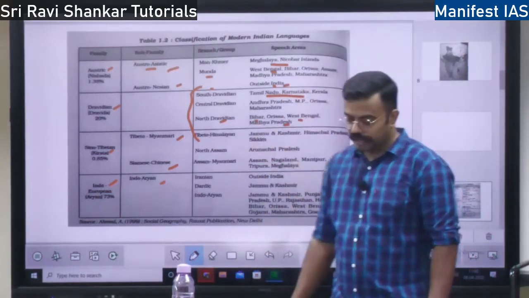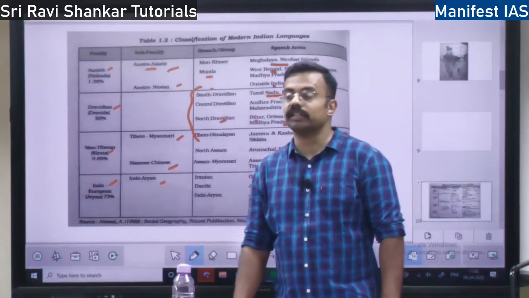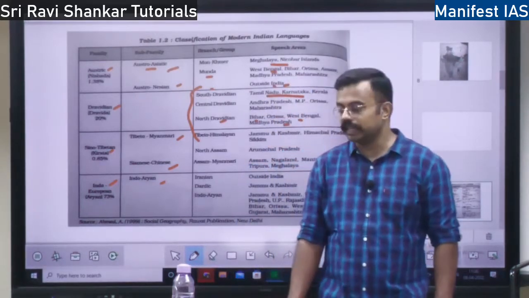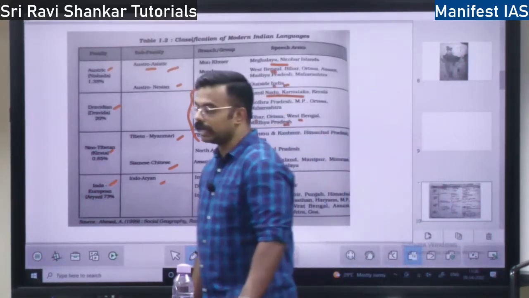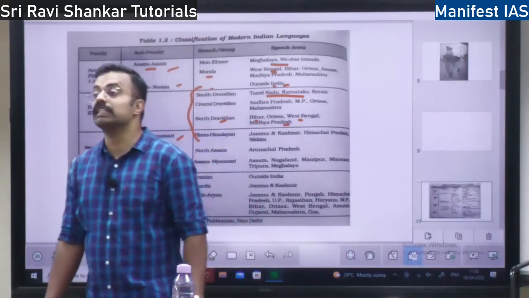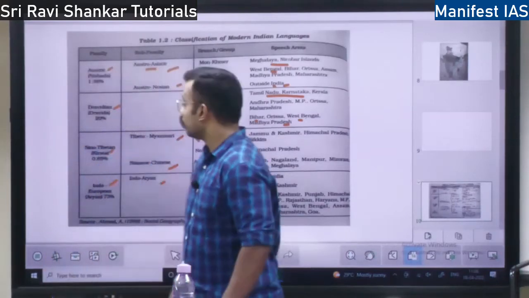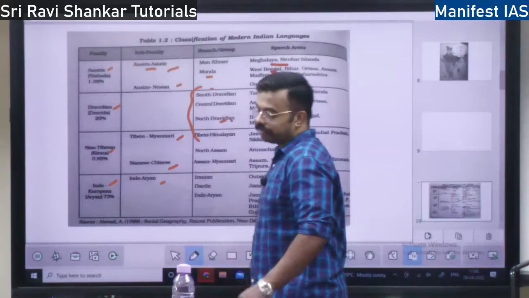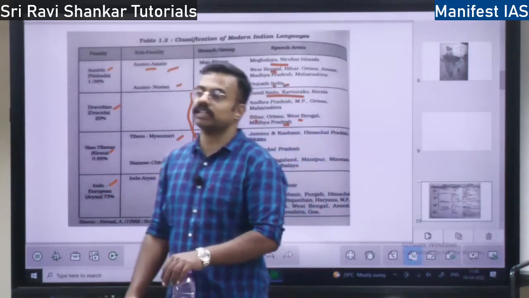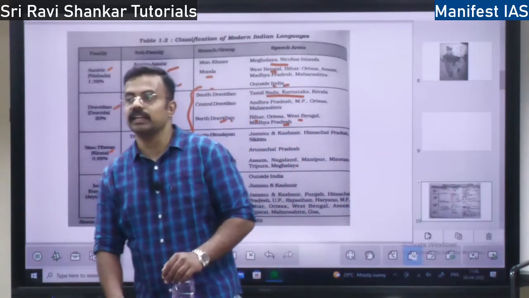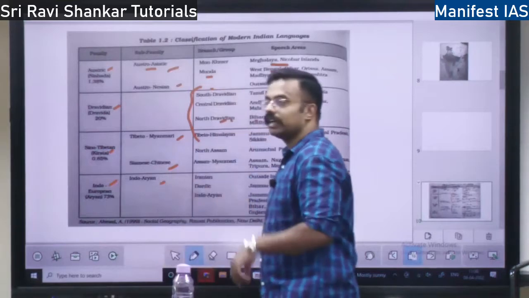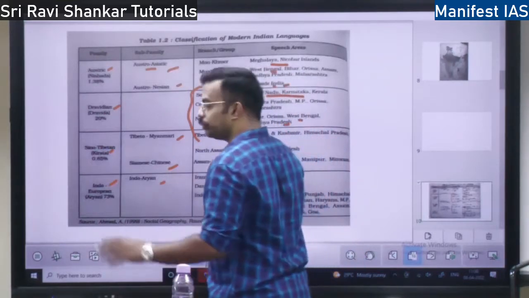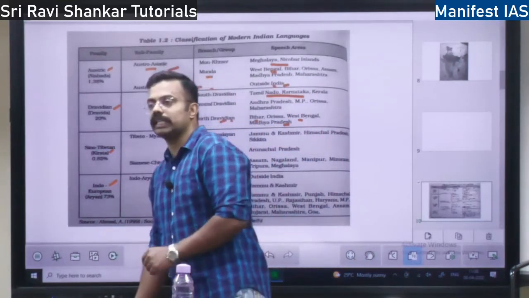The peculiar character of Dravidian language is this Northern Dravidian. In that Northern Dravidian, there is one language called Brahui. This language is even spoken in Pakistan, right? They say that Dravidians are the natives of India. They are the original Indians, right? Later on, Aryans invaded and conquered northern India and pushed the Dravidians towards South India, right?